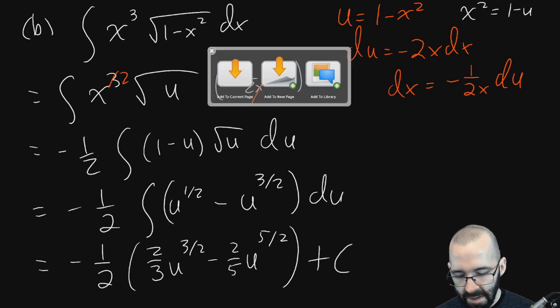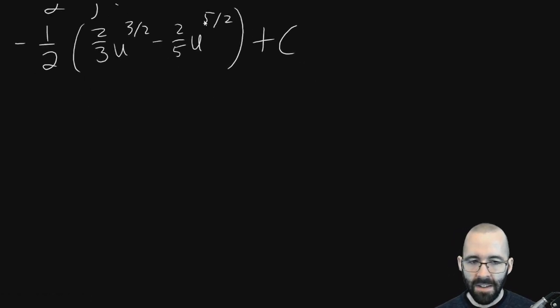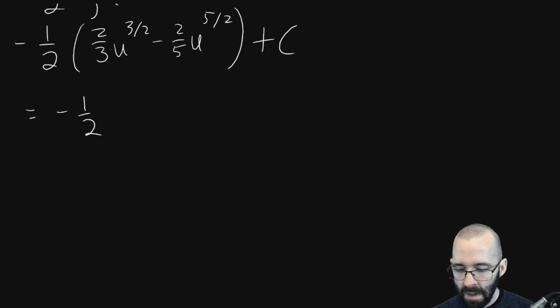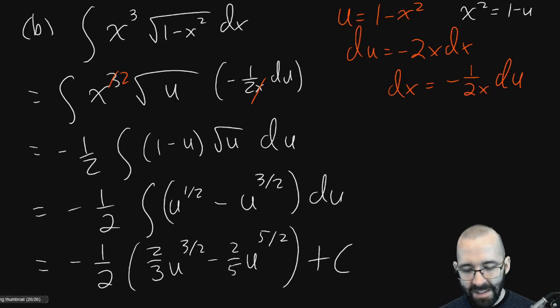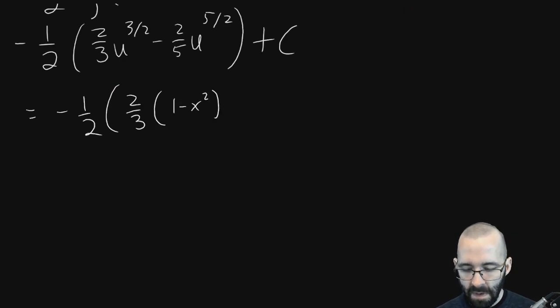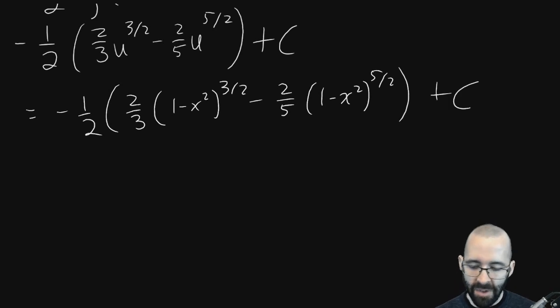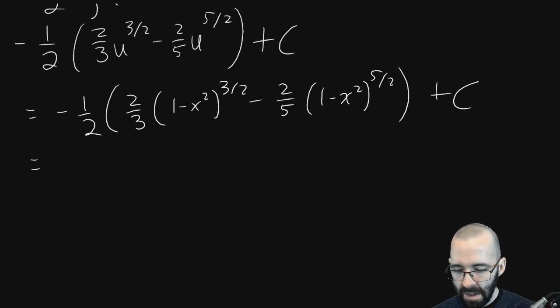And all that's left is, what is u? U is, I don't remember, 1 minus x squared. Not too bad. And I said we were done, but let's distribute and simplify that -1/2. So, oh, they're both with 2's anyway. And then we can just distribute the negative as well.